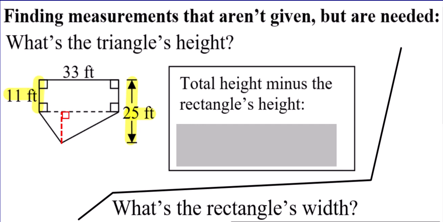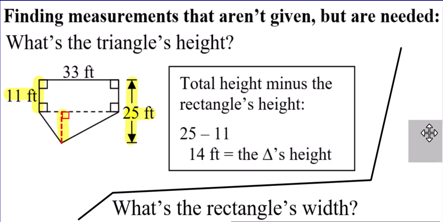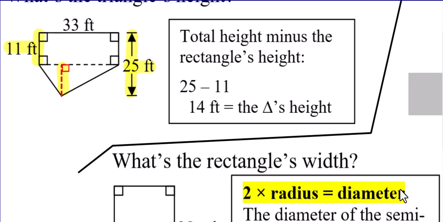So think about this. To get up and down measures, you might have to subtract a total up and down measure by another up and down measure. And that's exactly what I'm going to have to do here to get the height of this triangle. Now, I already have this typed up for you. 25 minus 11, up and down height total, minus the other up and down height. That gives me the height I need for my triangle.